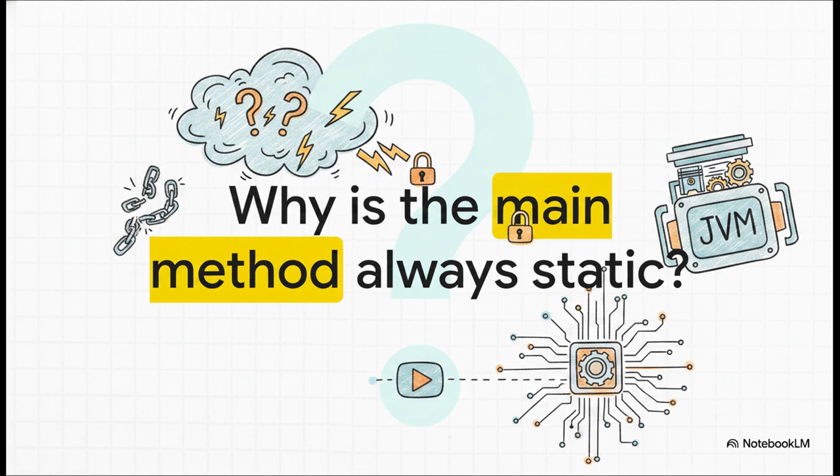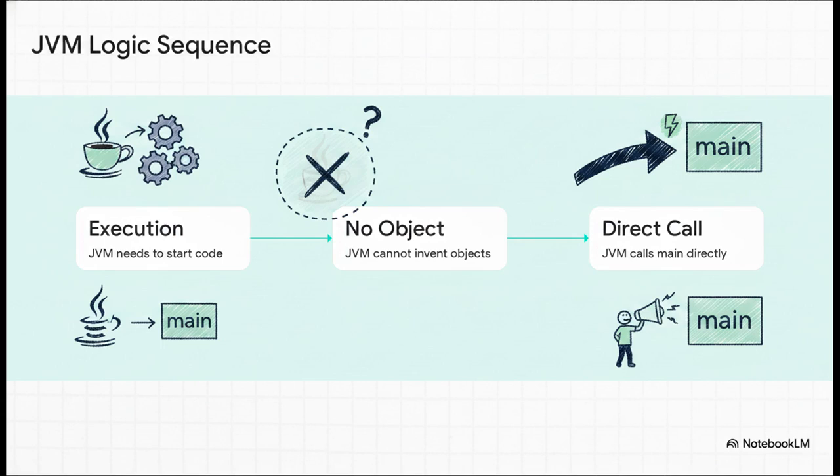To crack this mystery, we have to look at it from the perspective of the JVM, the Java Virtual Machine. That's the engine that's actually starting up your code. So the crucial point here is the JVM's logic sequence. Step 1. When you launch an app, the JVM immediately hunts for the starting line, the main method. Step 2. Since your code hasn't even run yet, no objects exist. The JVM can't just magically invent an object of your specific class out of thin air. It just wants to execute the code.